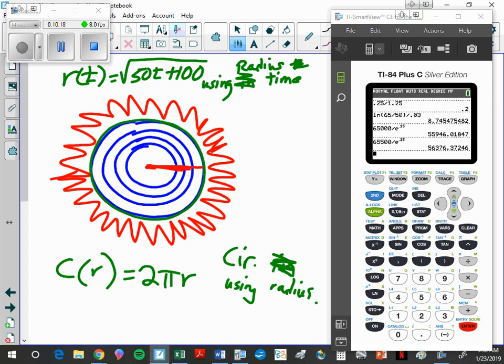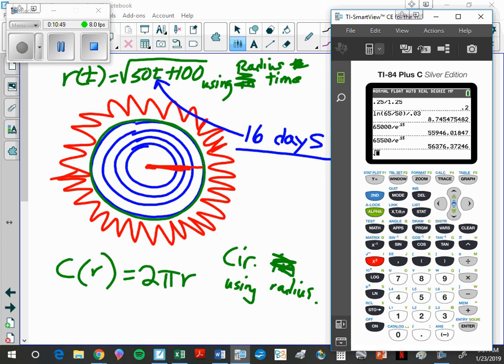So, for instance, what if it's going to take me 16 days before I'm ready to spray? I need to buy the equipment, I need to buy the spray, I need to hire somebody to spray. It's going to take me 16 days. How big of a circumference do I need to spray? How would you do that? So I need to take 16 days and plug it in there. So the square root of 50 times 16 plus 100.